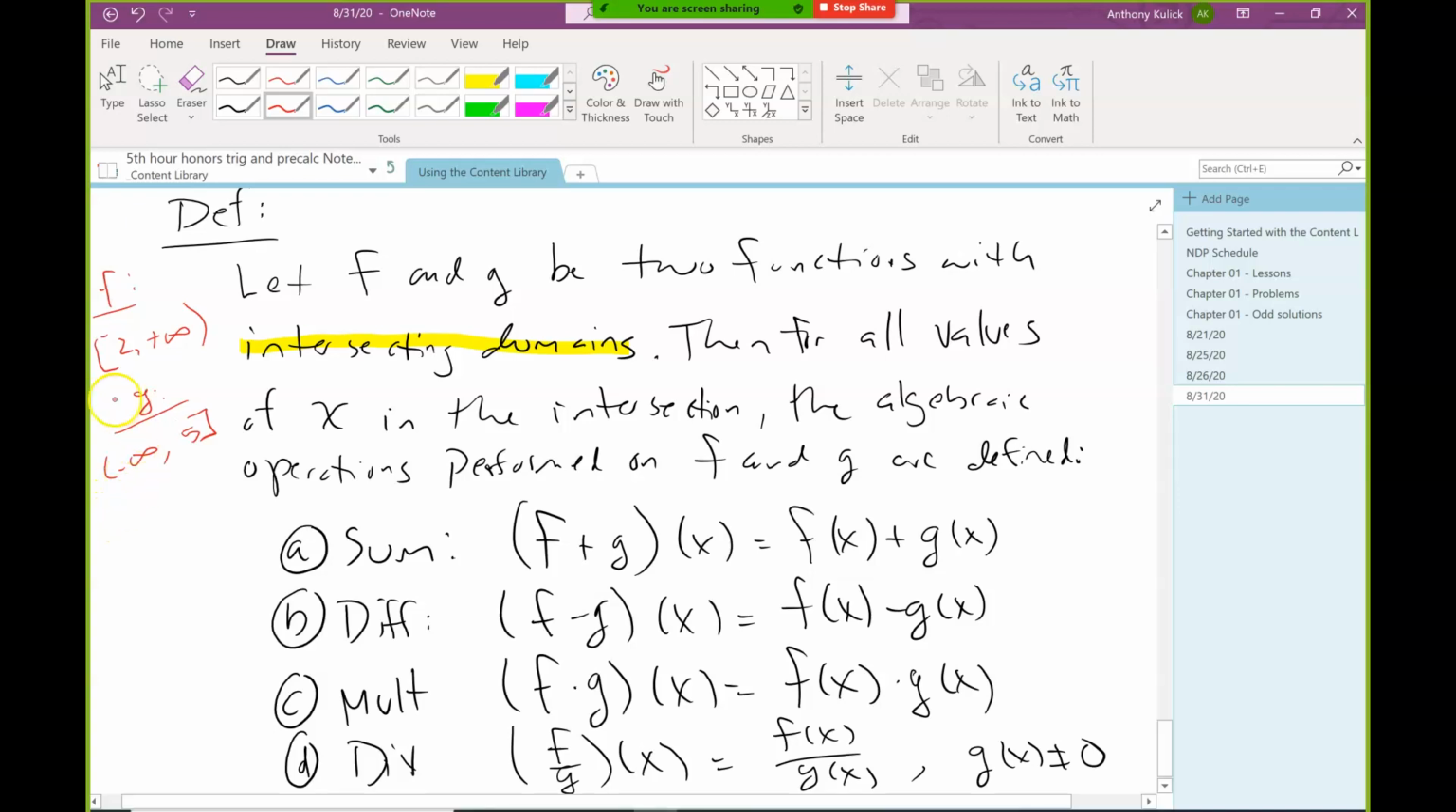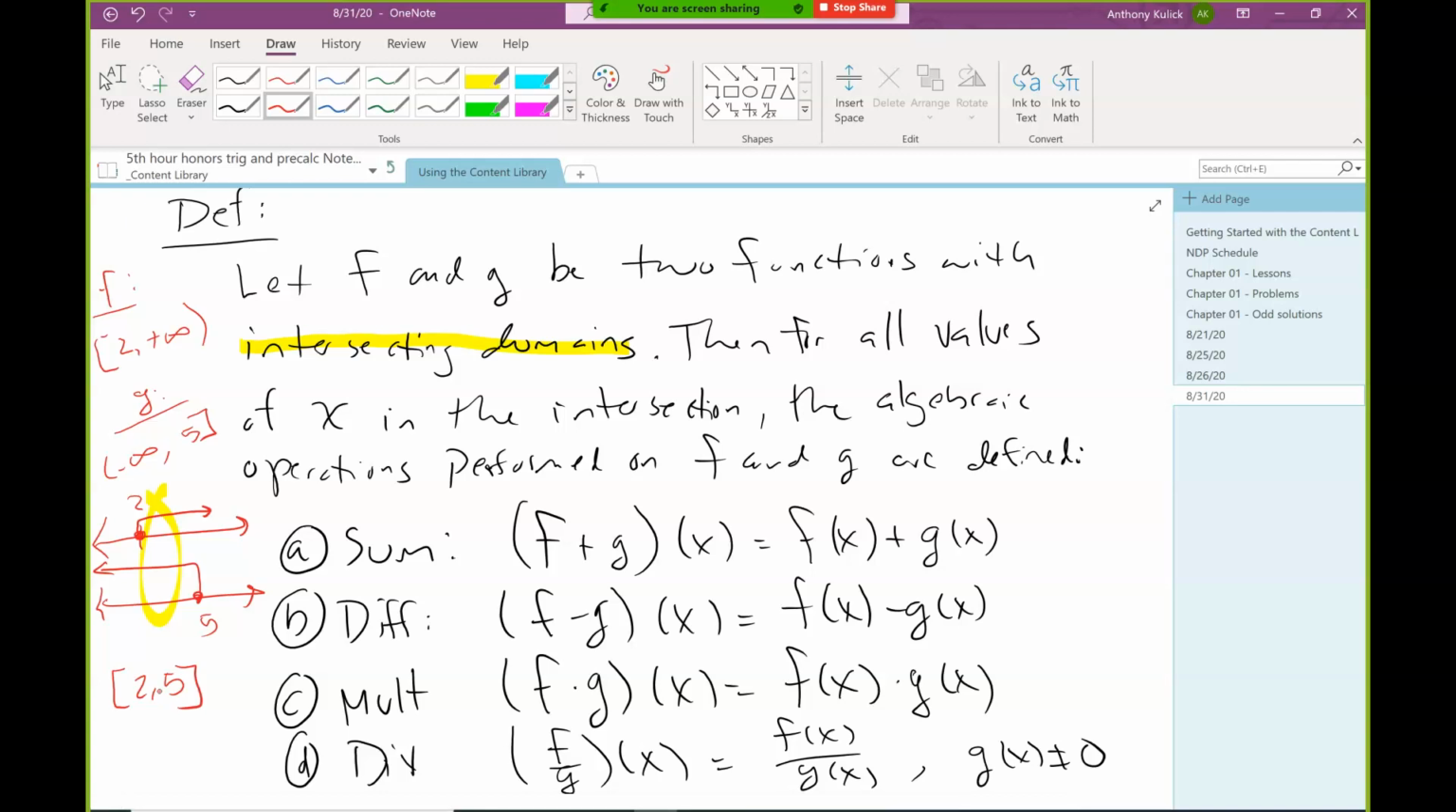Great. So that was a positive 2, but it's still the same idea, right? If I look at positive 2 to infinity, and then negative infinity to positive 5, there are values in common to both intervals, right? That's what Teresa's getting at. What would, in fact, the intersection of these two be? Well, it would be 2 to 5, right? Those are the values that are in common to both domains.